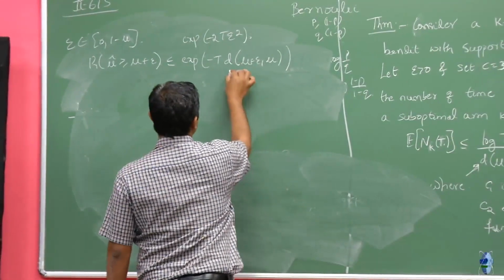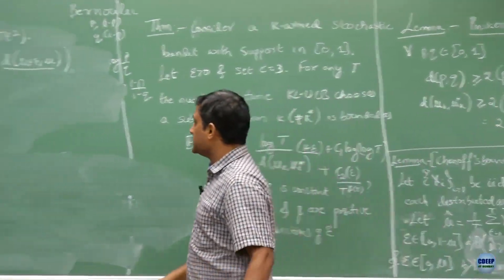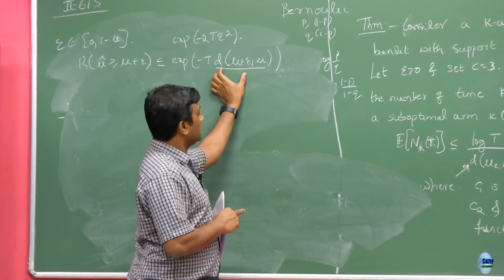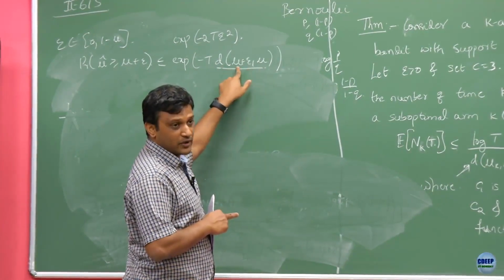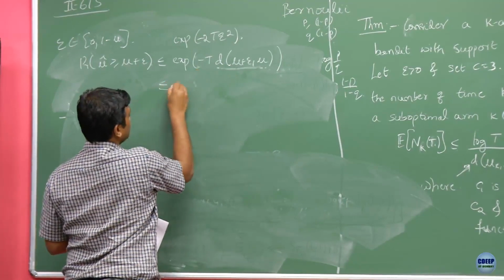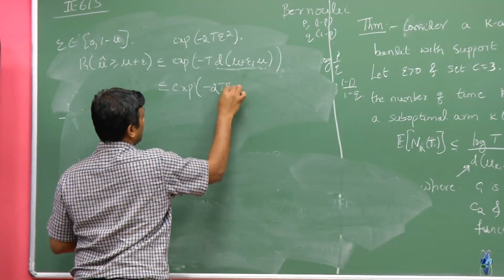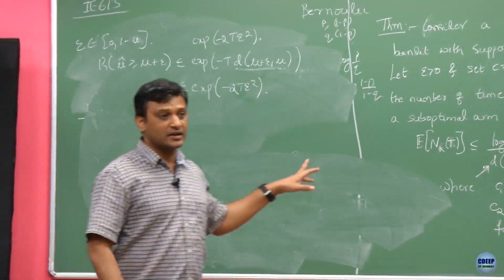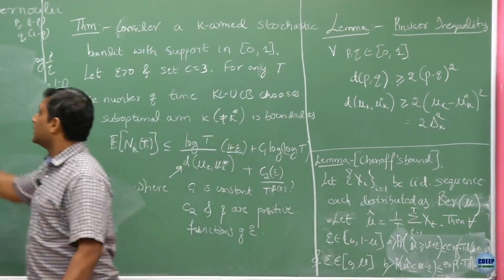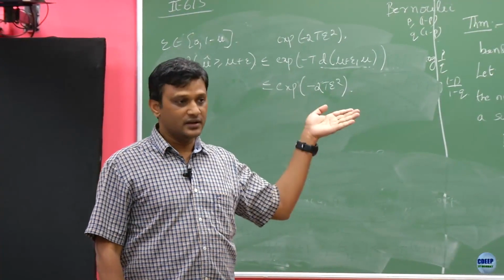So now if you apply the Pinsker inequality, this divergence is lower bounded by 2 delta squared, in this case delta is going to be epsilon, for mu and mu plus epsilon. So I have a lower bound on this, but this is with a minus sign here. So you see that if I restrict myself to Bernoulli rewards, then I have a deviation bound which is slightly better than what I would have got using Hoeffding's inequality.